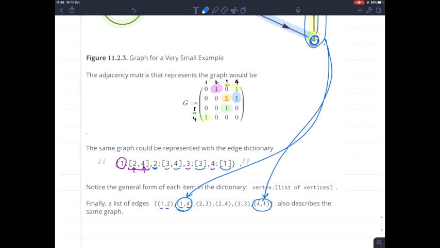So each of these different representations has different strengths and uses. The work that I've done usually involves the adjacency matrix, but I know that the edge dictionary also can get used quite often.